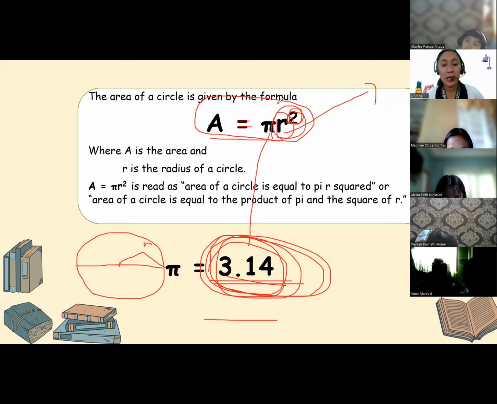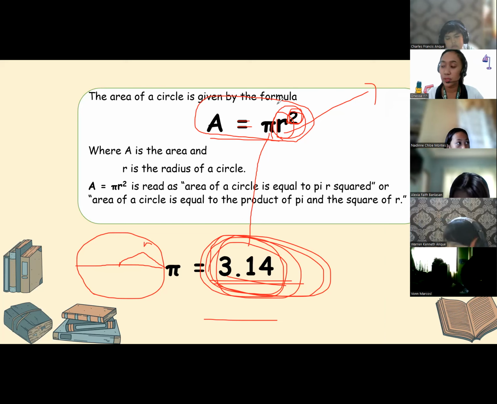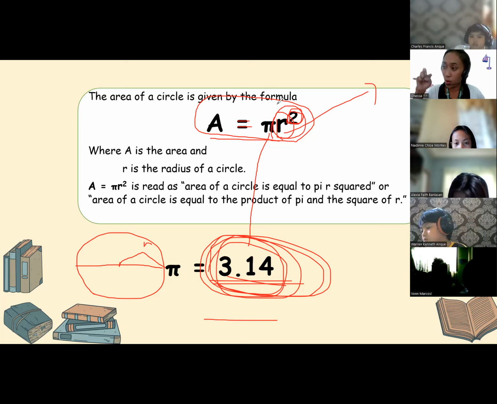Okay. So again, Marco and Muniz are having a review about the formula of the area of a circle. Nadine said that pi is equal to 3.14. She also explained that R in the formula means radius. And then Charles repeated that the radius is half of the diameter. Now the current question is, what does it mean about R squared? Is it R times 2 or R times R?